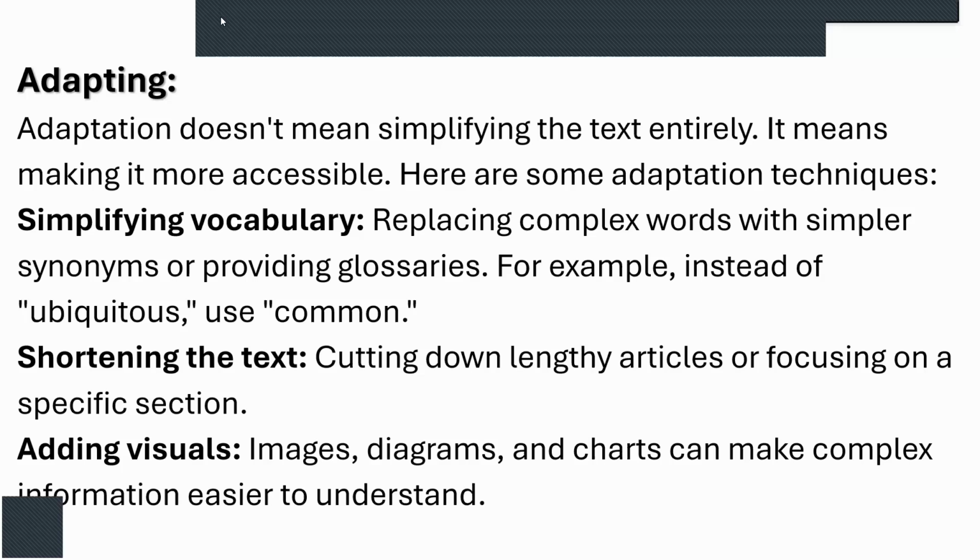Okay, let me explain. Adapting. You know the meaning of adapt. That means the stuff we have to change if necessary, and we have to make it short. So then, as a whole, we have to adapt.